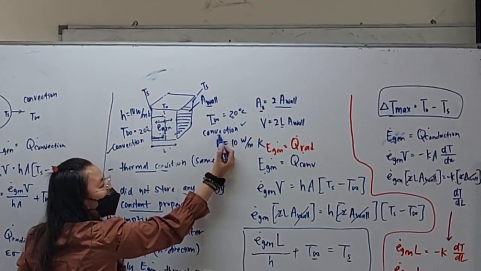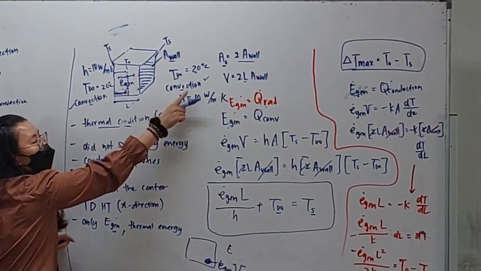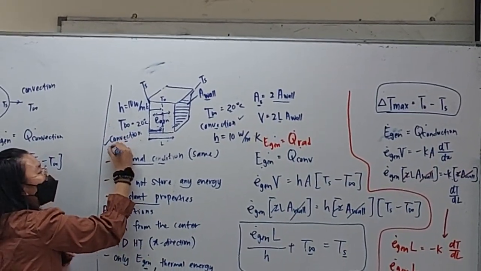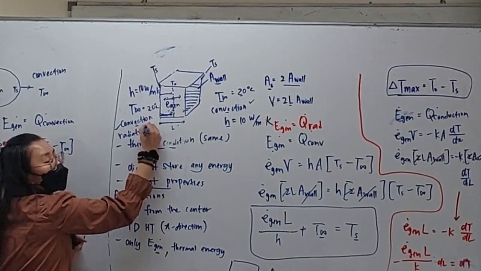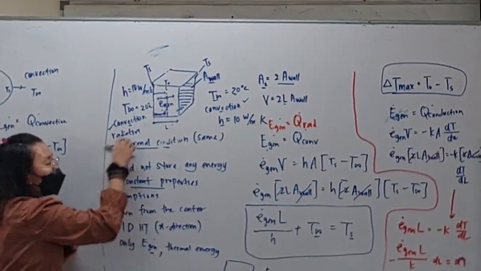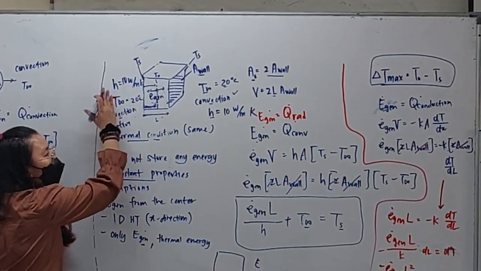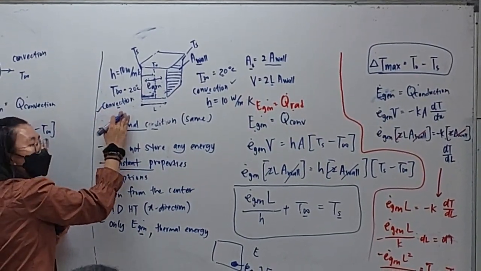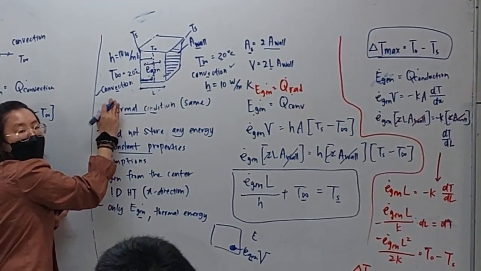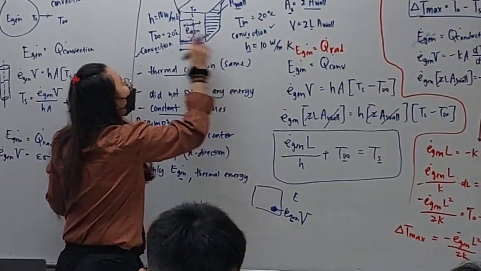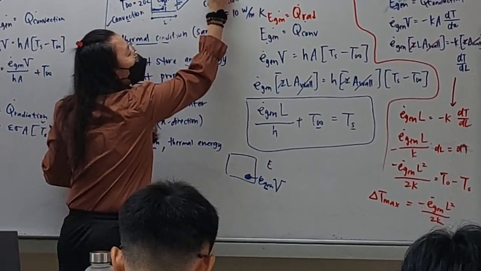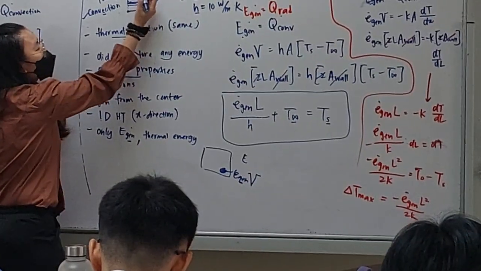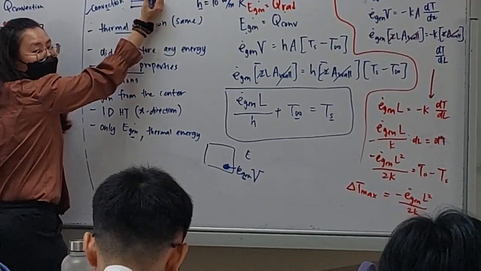So let's say convections, then left-hand side, right-hand side, both convections. If one side includes radiations, you cannot use this method. This method is only applicable when left-hand side and right-hand side have the same conditions. If convections, then convections. If radiations, then radiations. The H values are the same, and normally the temperatures are the same. So the Egen transfers to the left-hand side and to the right-hand side.